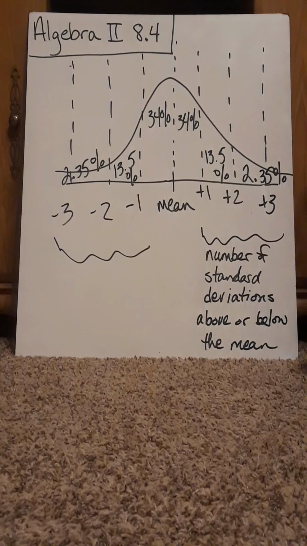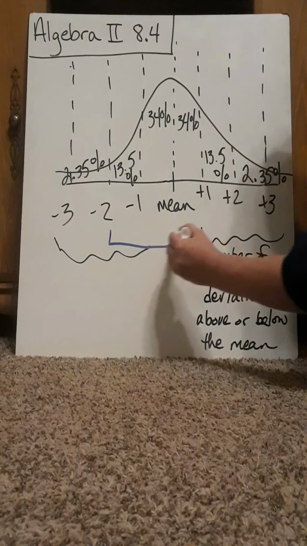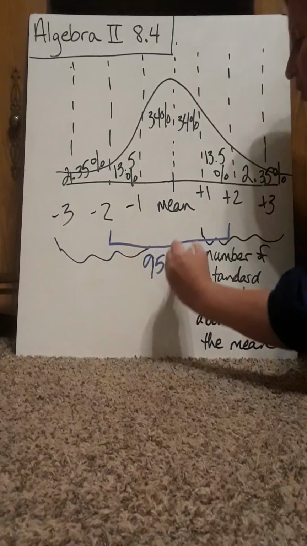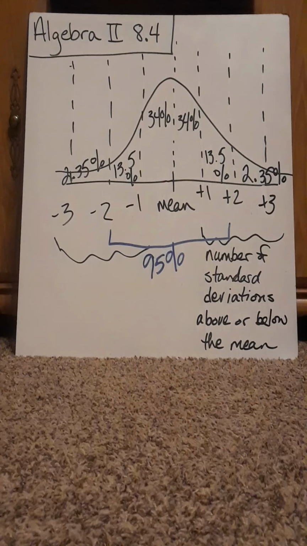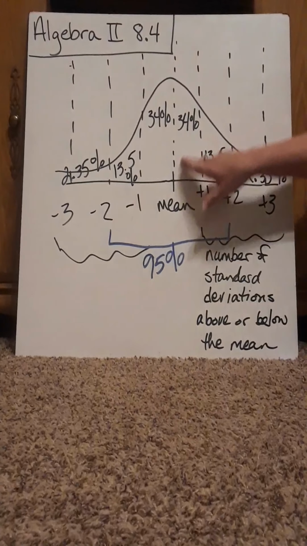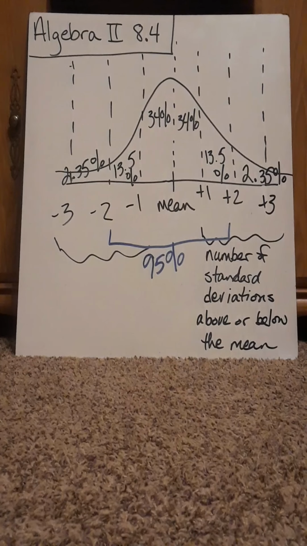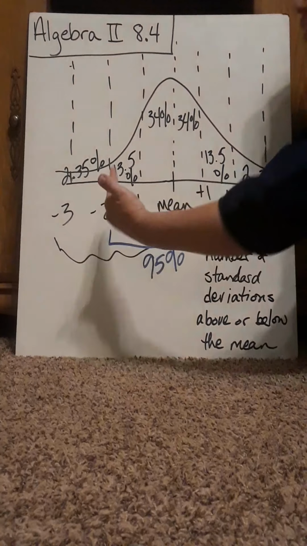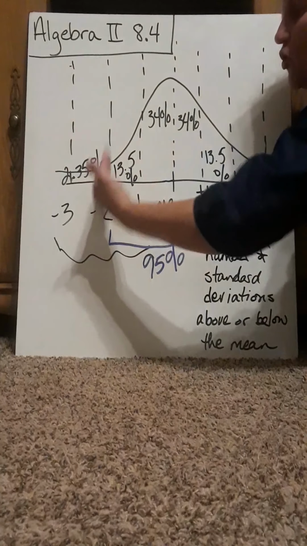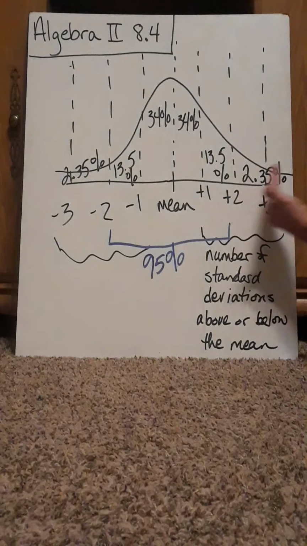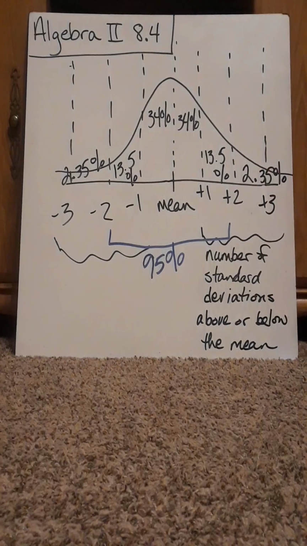We get 95. So 95% of your data is going to lie within 2 standard deviations of your mean. 68% within 1 standard deviation, 95% within 2 standard deviations. That leaves that last 5% of your data, which is going to be from 2 standard deviations below the mean or 2 standard deviations up above the mean. That's going to be your last remaining 5% altogether.